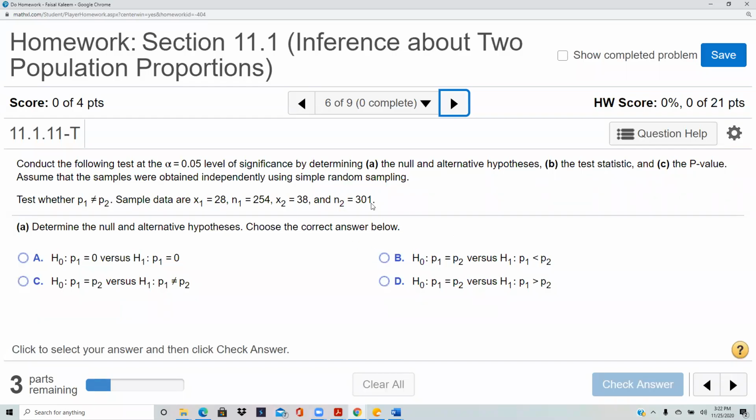Okay, conduct the hypothesis test. So it's P1 not equals to P2. Determine the null and alternative. So the null has to be equals to, and the alternative is not equals to.